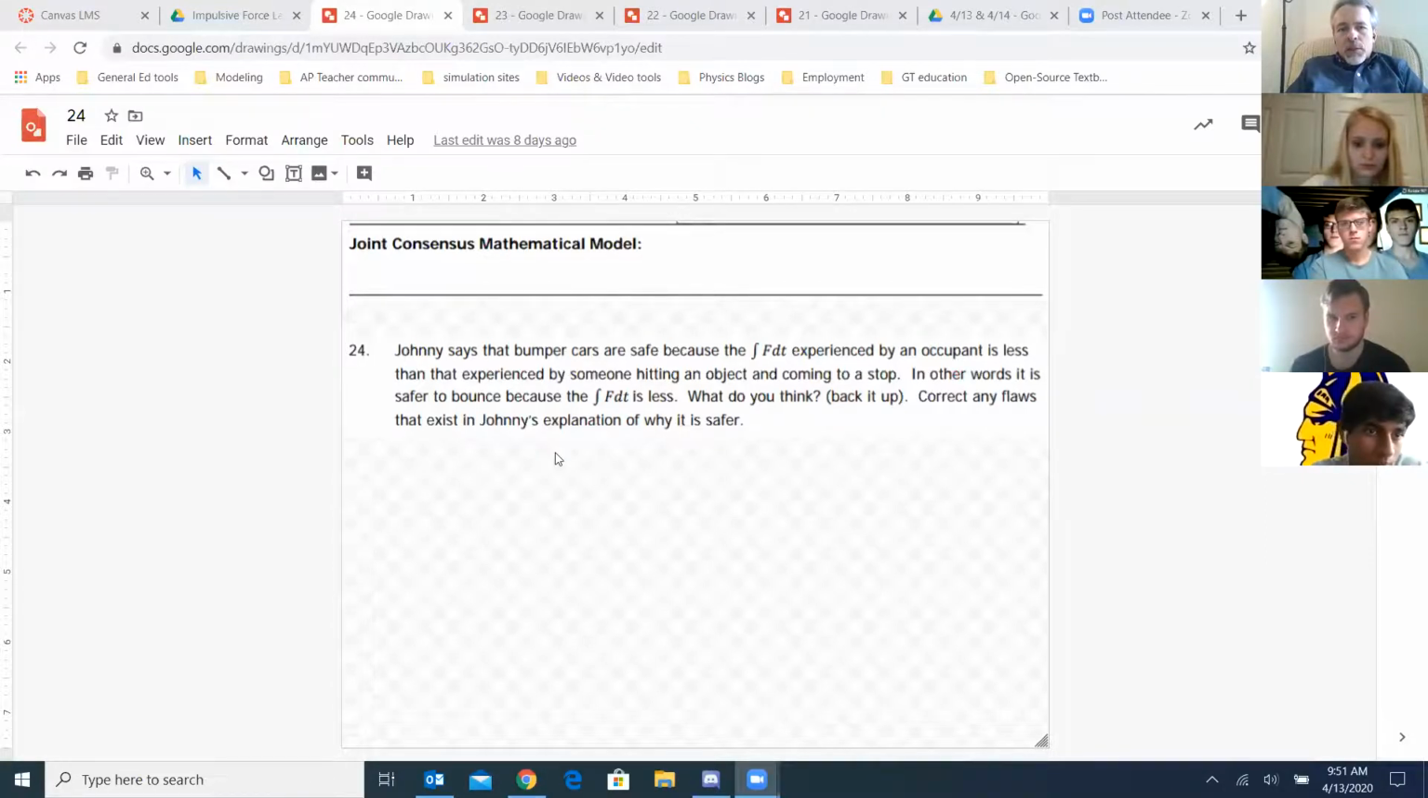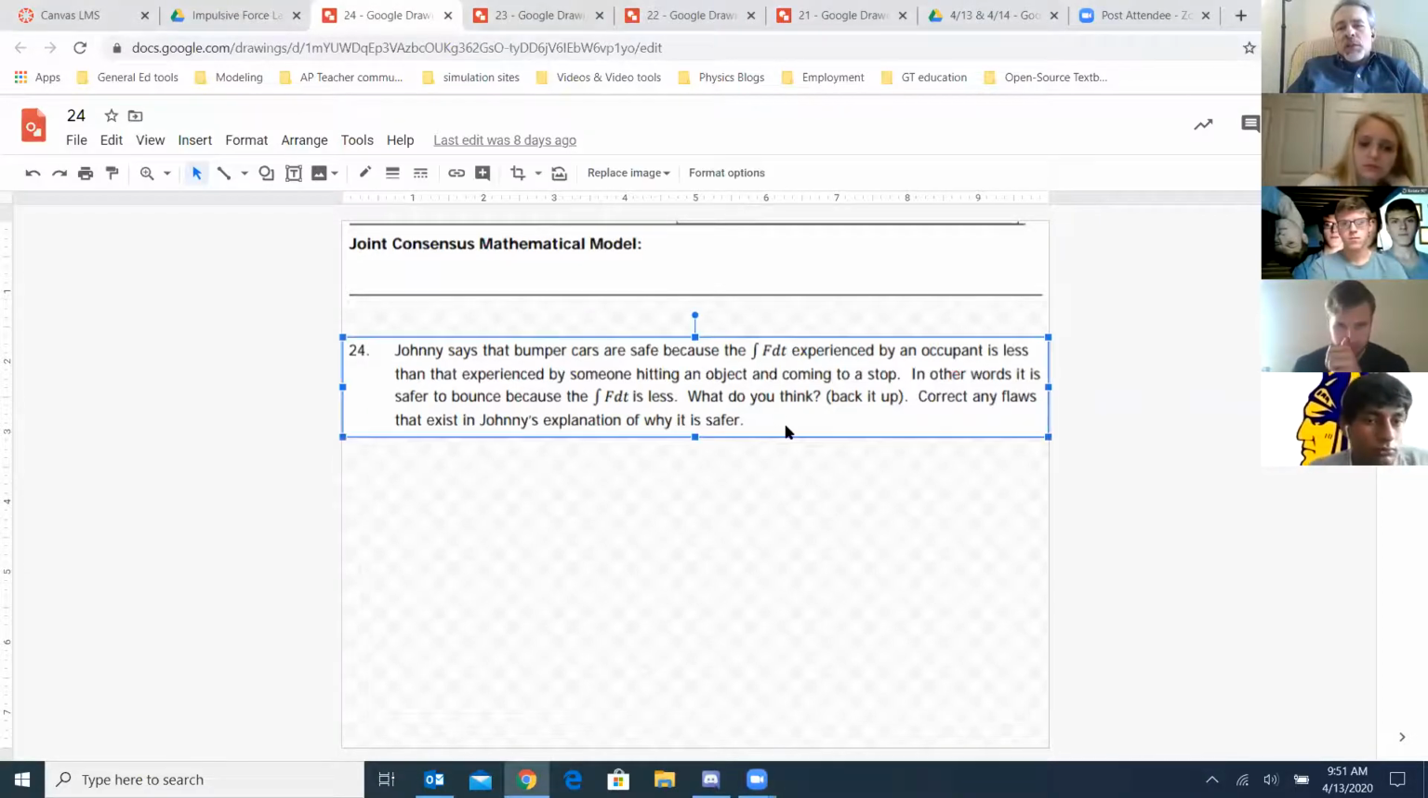It says, Johnny says that bumper cars are safer because the impulse, that symbol means impulse again, experienced by an occupant is less than that experienced by someone just hitting and coming to a stop. In other words, it's safer to bounce because the impulse is less. What do you guys think? Well, kind of like what you said in the last problem, when it bounces, it actually doubles. Right, so is Johnny right or wrong? He's incorrect.